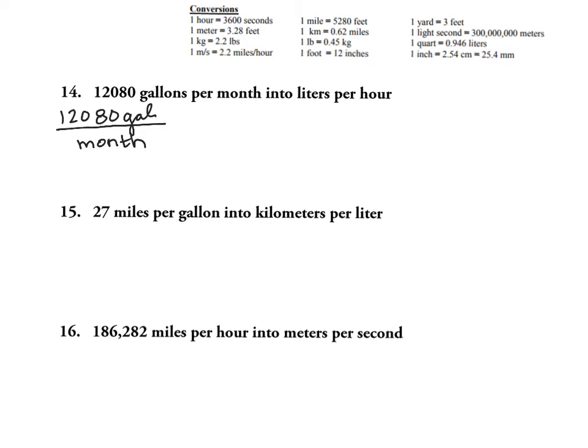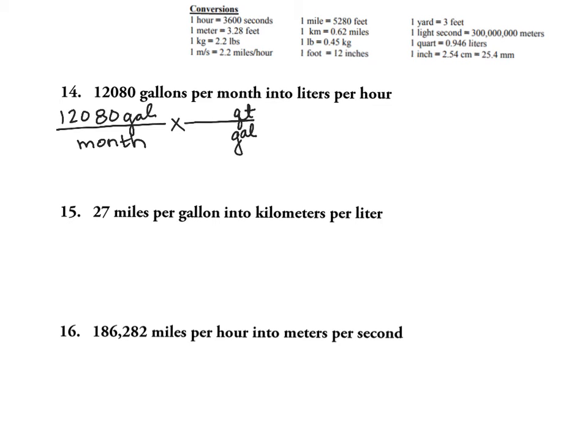And I have to get to liters per hour. So I'm going to go to liters first. I'm going to convert that top unit first. So gallons are on the top. I want those to go away, so they have to go on the bottom. And now liters. If I look up above at my conversion box, I see quarts to liters, but I don't see gallons to liters. That means I'm going to have to go to quarts first. So quarts are going to have to go on the top. I'm going to abbreviate that QT.